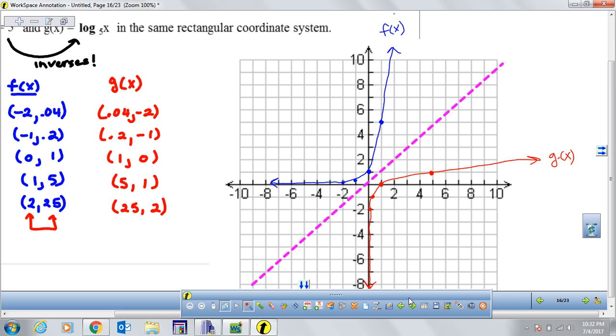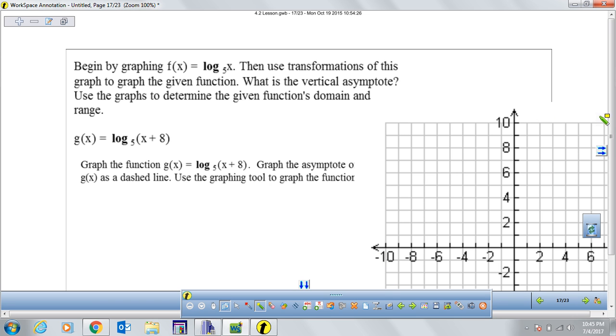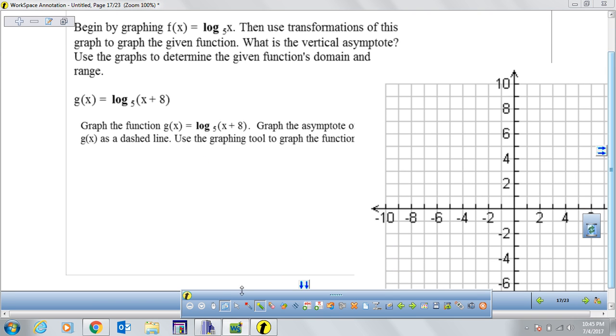Okay? Now, based on what I already told you, that they have a vertical asymptote at x equals 0, and that the values of y will be my -2, -1, 0, 1, and 2, we're going to use those ideas now to go ahead and graph this function. So this problem tells me, begin by graphing f of x equals log base 5 of x, then use transformations of this graph to graph the given function g of x. What is the vertical asymptote? And use the graphs to determine the given function's domain and range.